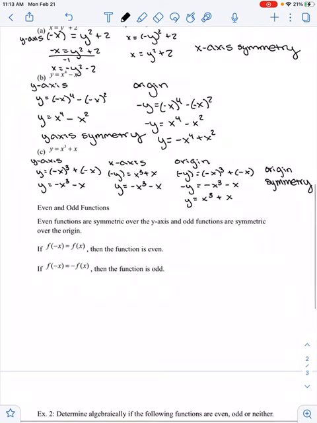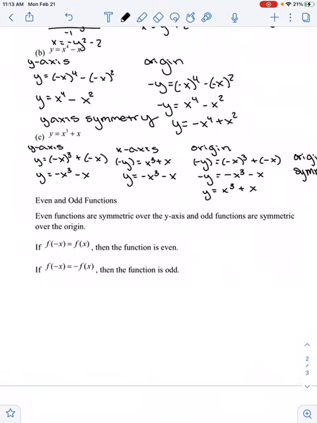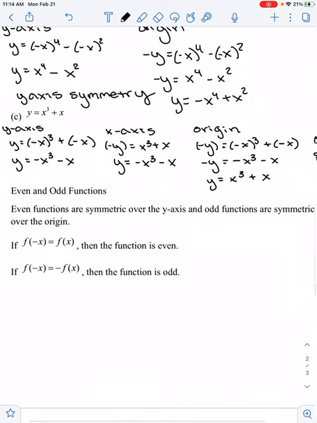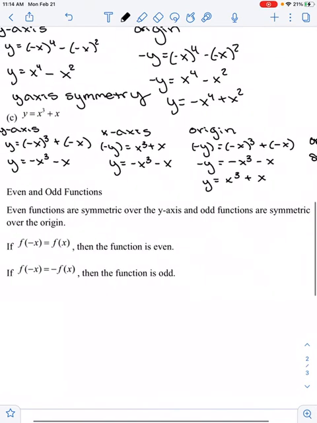Moving on to even and odd functions. Even functions are symmetric over the y-axis, and odd functions are symmetric over the origin. So you can test for even and odd, if you're given the graph, by looking to see if it has y-axis symmetry, we would know it would be an even function. If it has origin symmetry, then we know it is odd, and then the even was the y-axis, sorry.